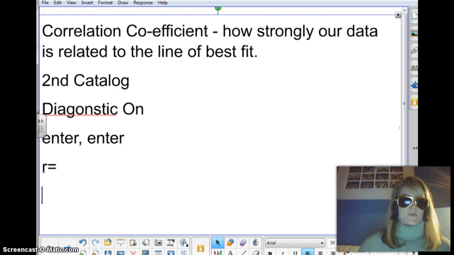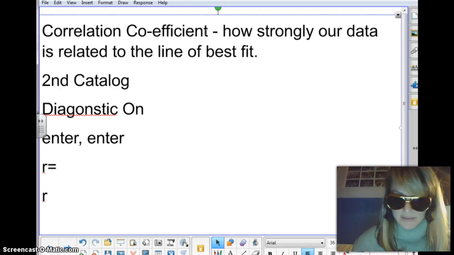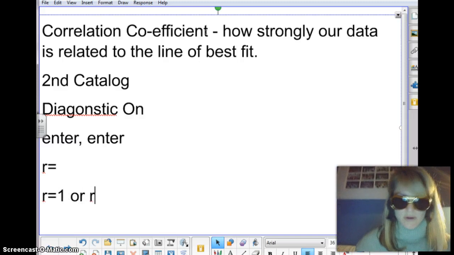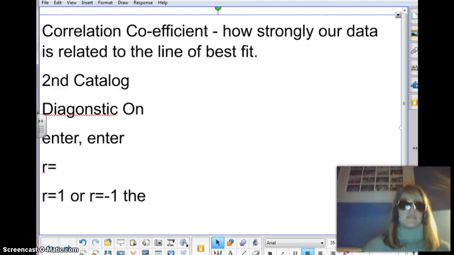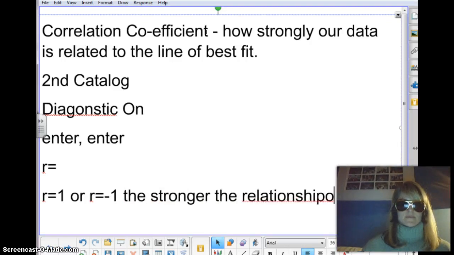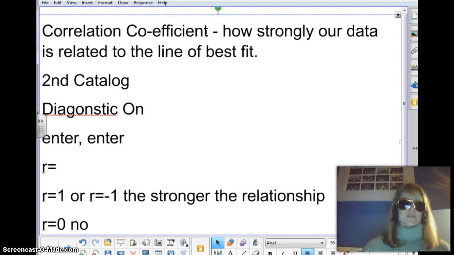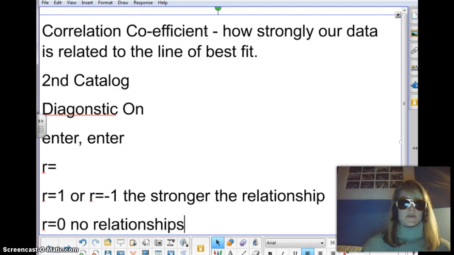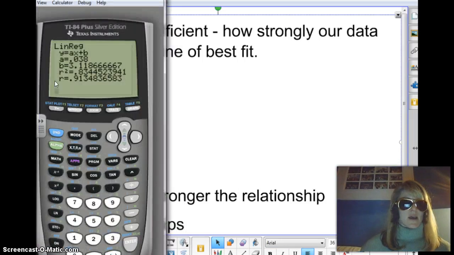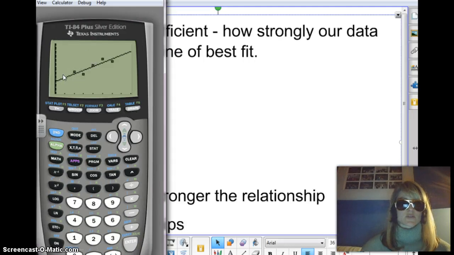Okay? So the closer the R is to 1 or to -1, the stronger the relationship is. If you have an R equals 0, that means there's no relationship. And we're going to discuss this a little bit more tomorrow. So if we look at our calculator here, our R was 0.9, which is 1/10 away from 1. So we can say this is a pretty strong relationship between the month and the amount of gas prices.